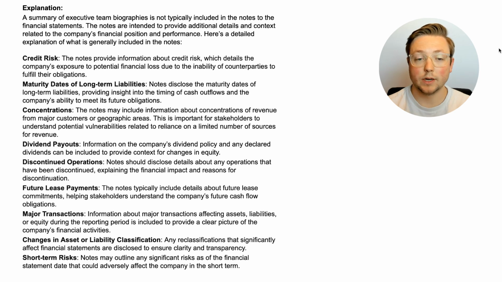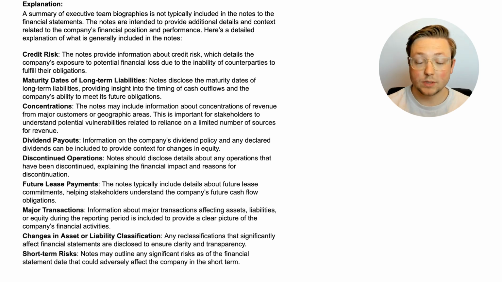So we're going to go over typically the most common things that are included in the notes. So let's go through this. Credit risk. The notes provide information about credit risk, which details the company's exposure to potential financial loss due to the inability of counterparties to fulfill their obligations. Maturity dates of long-term liabilities. Notes disclose the maturity dates of long-term liabilities, providing insight to the timing of cash outflows and the company's ability to meet its future obligations. So again, all very important things that have to do with the money, the finances of the company.